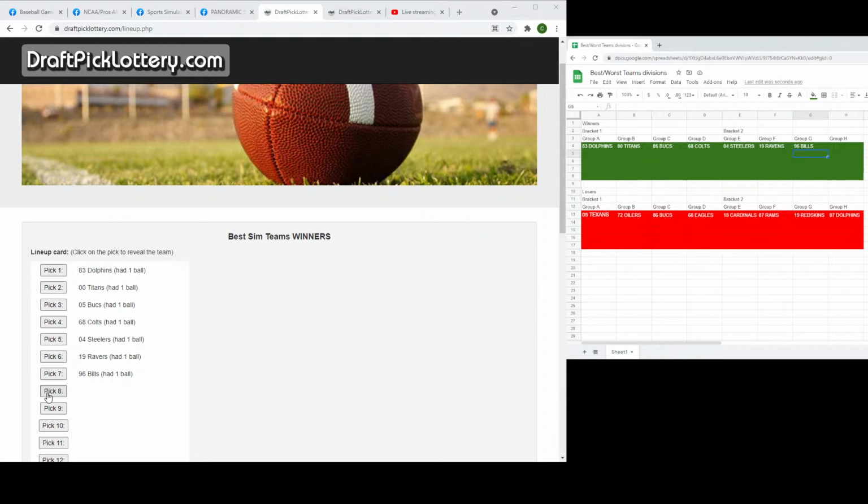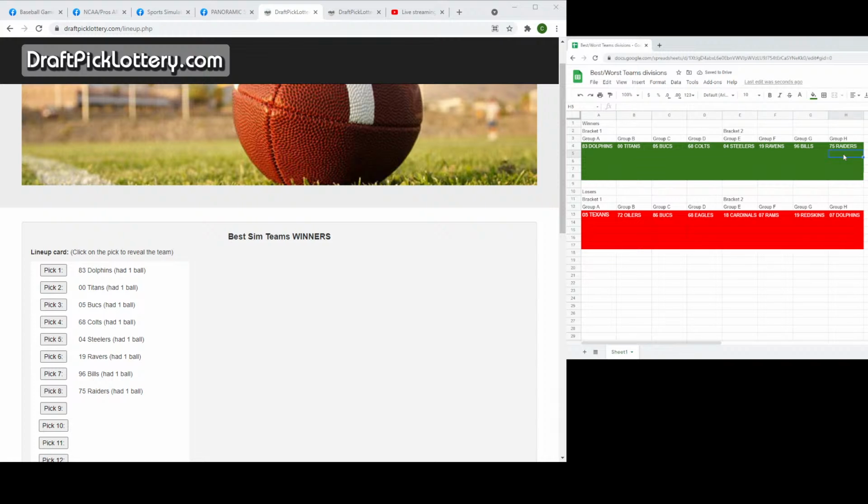Group 8. Pick 8, sorry. The 75 Raiders. Dang it, I was hoping for a Steelers-Raiders division. The 75 Raiders will make it for the winners.